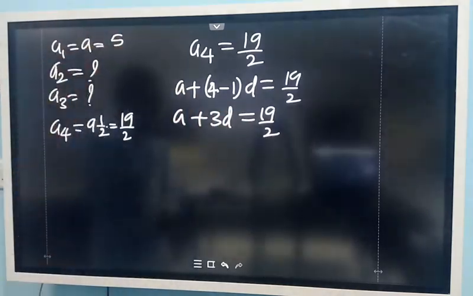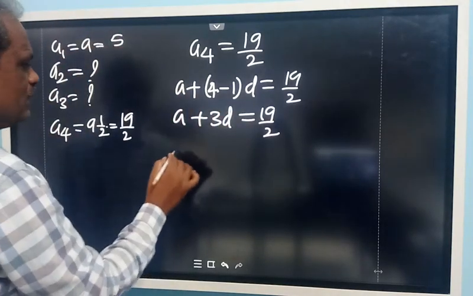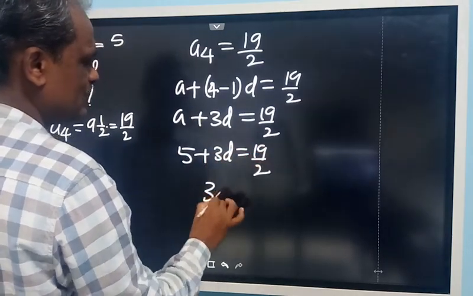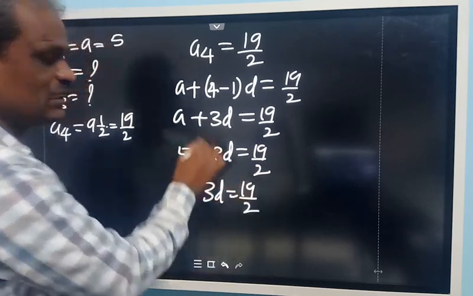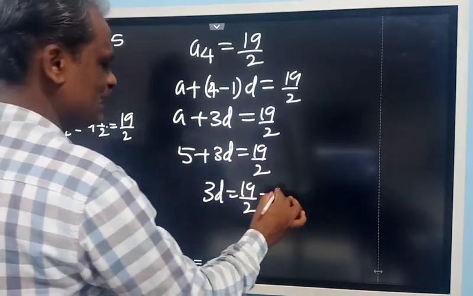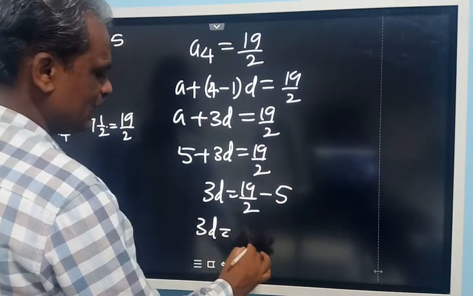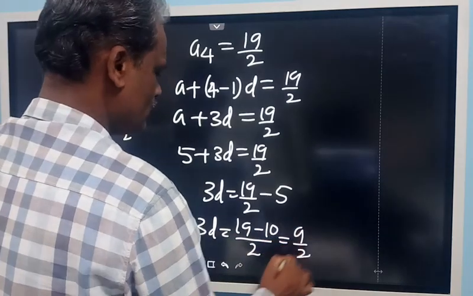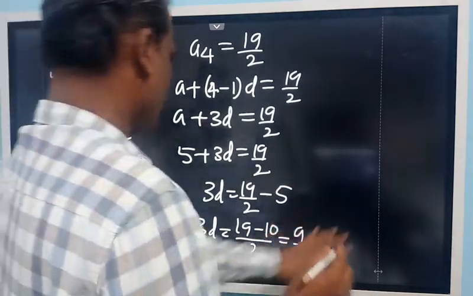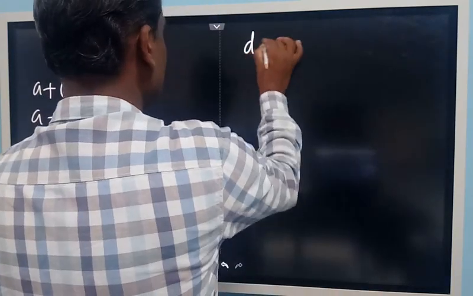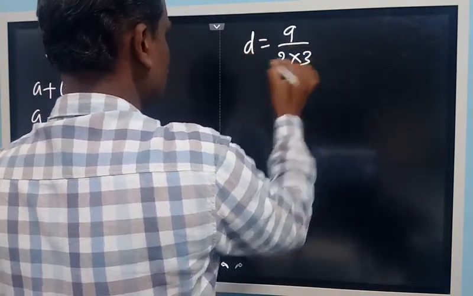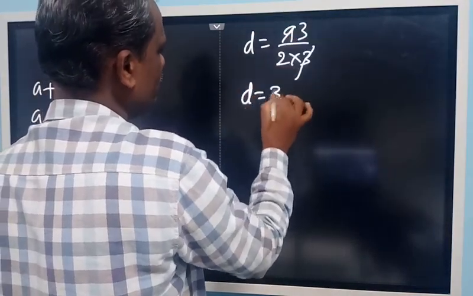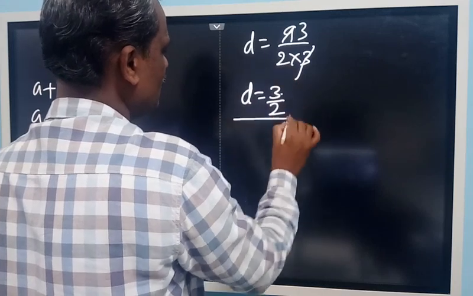Look at this, A is given. The first term is A. So that is 5 plus 3D is equal to 19 by 2. So 3D is equal to 19 by 2, transfer this 5 to the right side, so it becomes minus 5. So 3D is, take LCM, 19 minus 10, so it is 9 by 2. 3D is equal to 9 by 2. Therefore D is equal to 9 by 2 into 3. So D is equal to 3 by 2. We got the value of D.